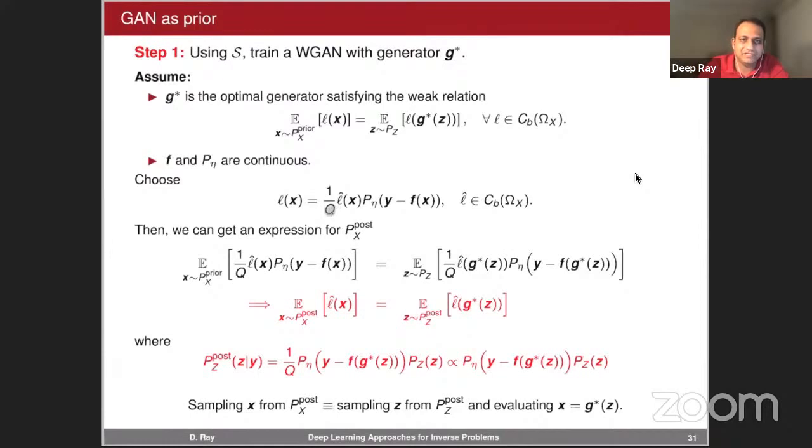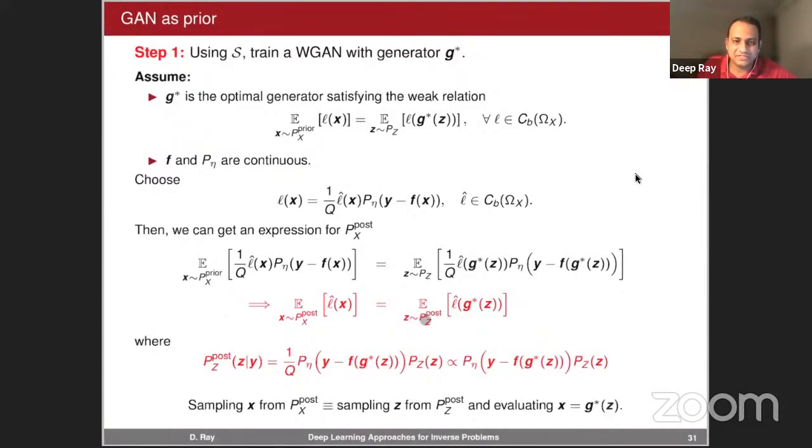This Q is the evidence term. So you choose it as 1 over Q times L hat of X, where L hat is any other continuous bounded function of omega X, times P eta of Y minus F of x. And let's plug it into this expression for the prior over here. And in doing so, you end up with an expression for the posterior. Because when you plug it in and use the expression of the posterior, you end up with this equality of moments in terms of the posterior of X and in terms of the posterior of Z.